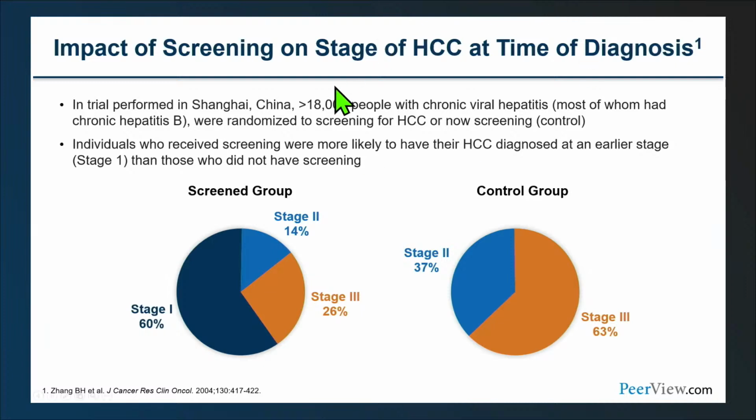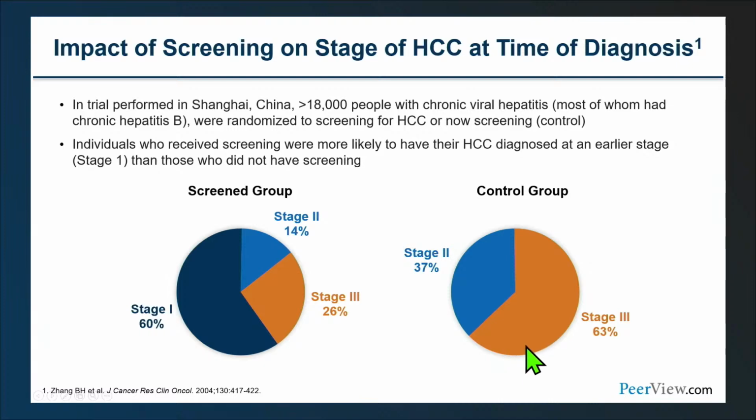This was a trial performed in Shanghai, which is all based on just showing that you can reduce the incidence risk of hepatocellular carcinoma, and you get earlier stage cancers if you do this. And you can see here that in the screen group, 74% were stage 1 and stage 2, whereas in the control group, not screened, you can see here in viral hepatitis, most of which were hepatitis B, 63% were stage 3. These are individuals who don't have resection and transplant as options. They are qualified for either local regional therapies and or systemic chemotherapies, and obviously the prognosis is much less.